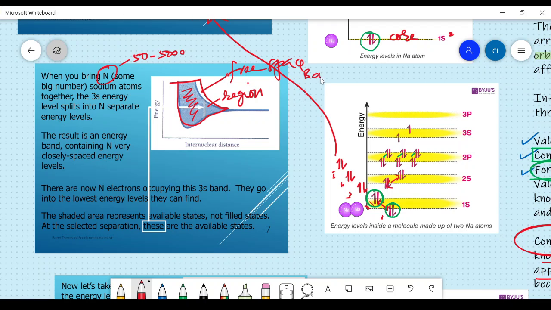This is what we call the band. That is why you have this particular band. The resulting energy is a band containing N very closely spaced energy levels. There are now N electrons occupying the 3s band. Why 3s? This is the valence band. We are not taking 2p because it goes inside. It is very tightly held by the nucleus. Therefore, it is not free to move about.